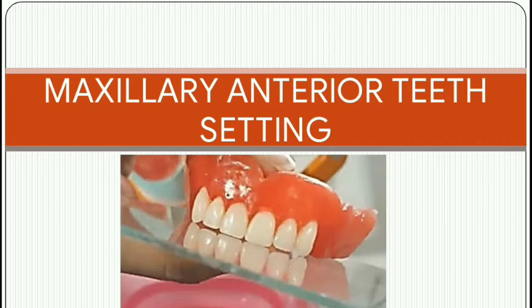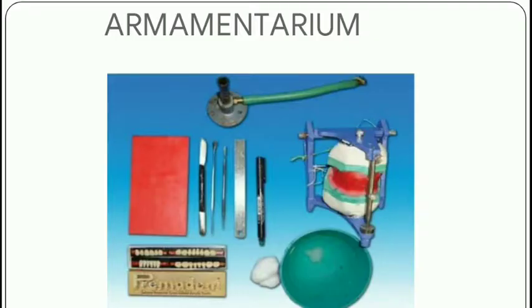You're with me, Akila. And in today's video we are going to look at maxillary anterior teeth setting. So let's begin. The armamentarium are maxillary and mandibular occlusal rims with cast, mean value articulator, teeth shade, the measuring scale, a pencil, wax knife, a carver, a rubber bowl with water, and cotton.